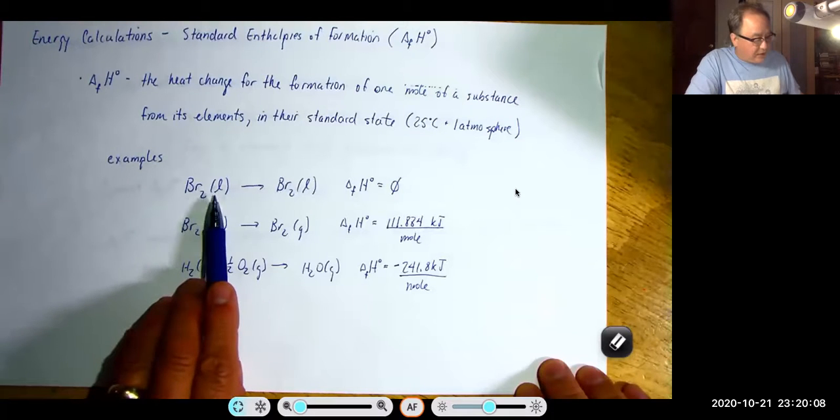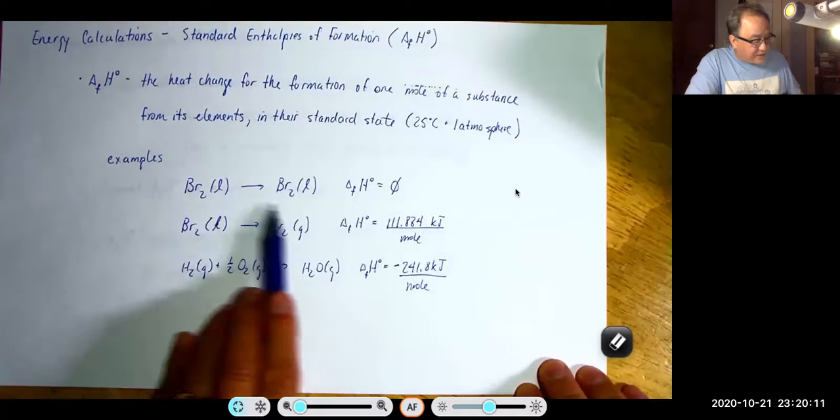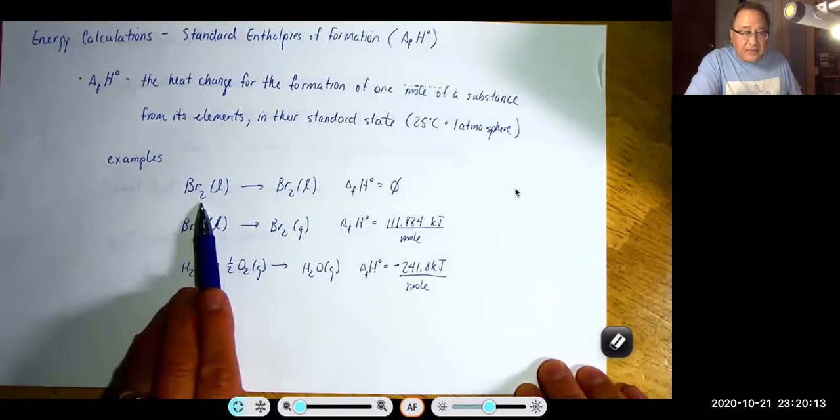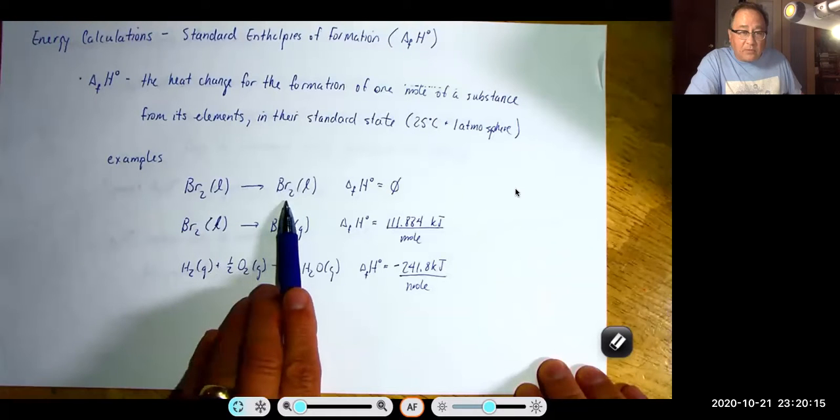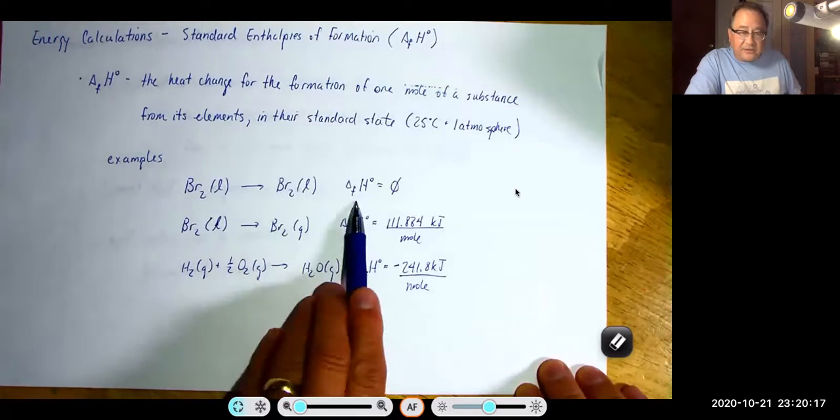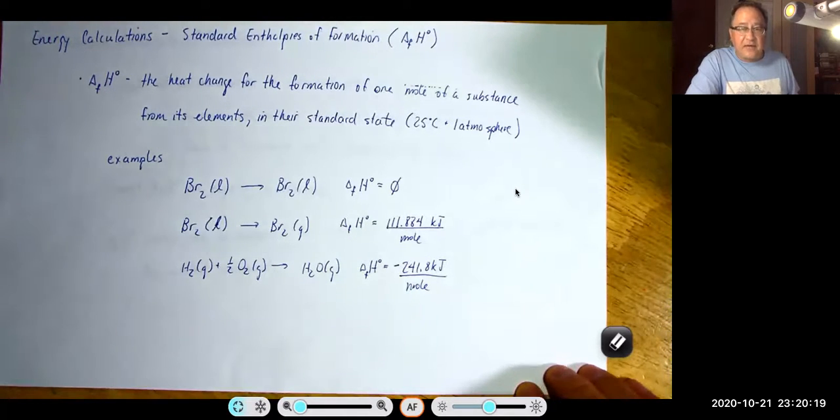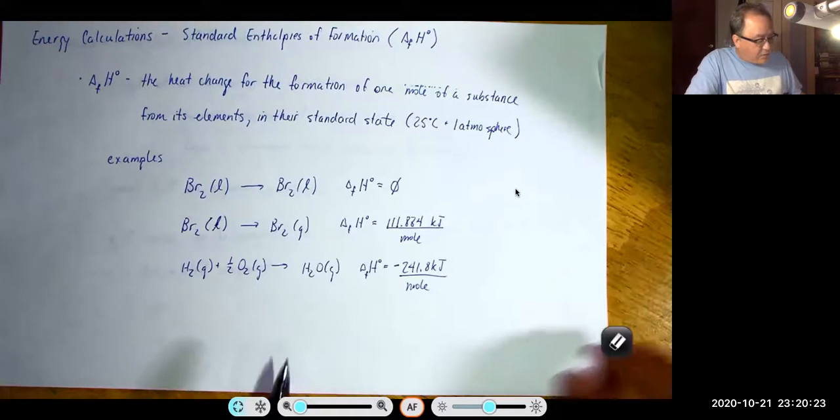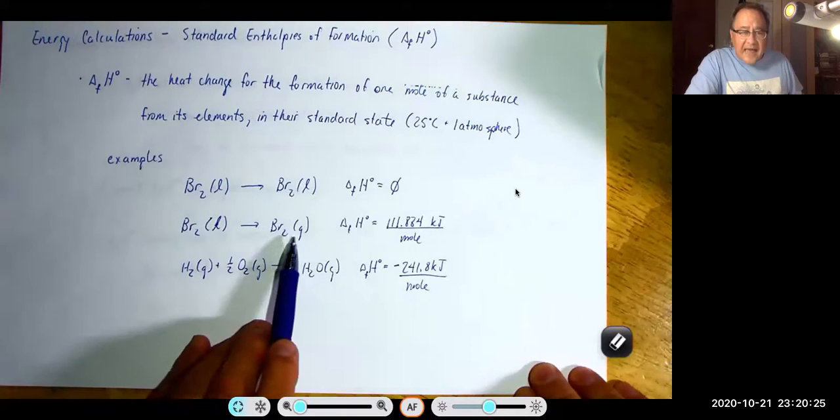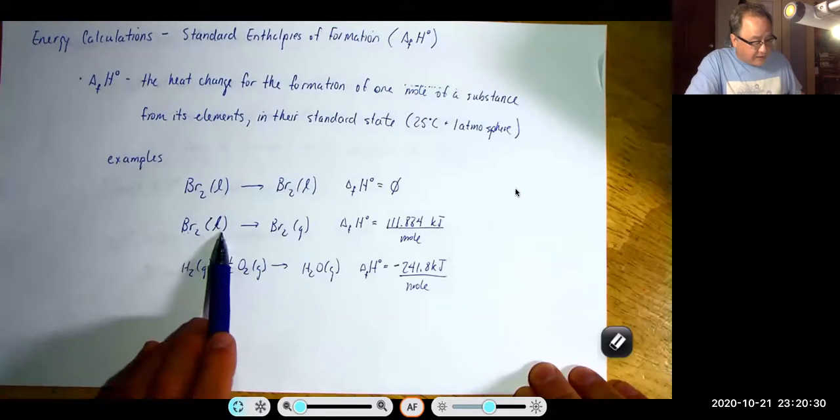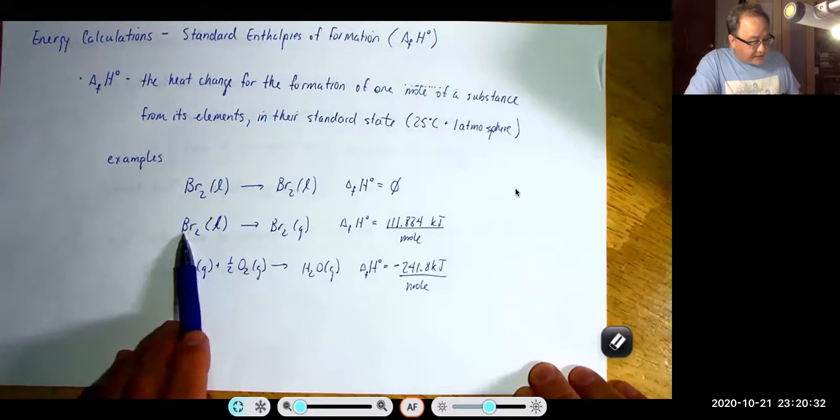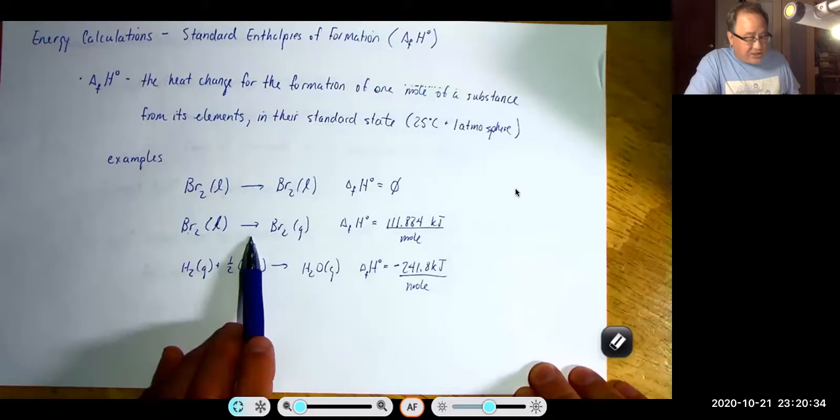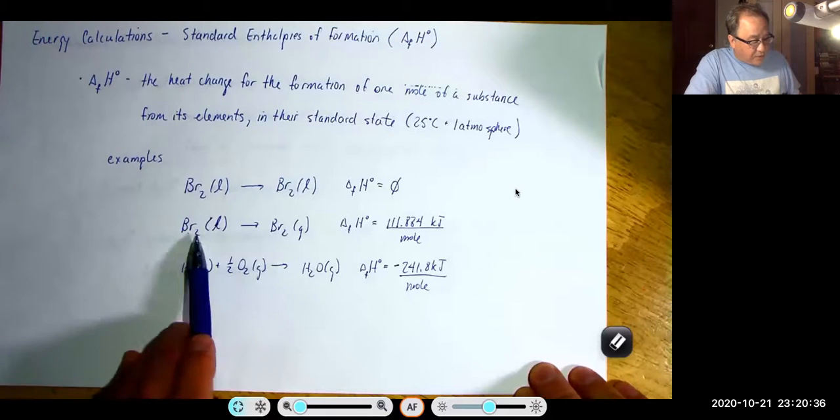It's a liquid. So what is the enthalpy of formation to take 1 mole of bromine liquid and turn it into 1 mole of bromine liquid? And the answer is 0 heat, 0 calories, 0 joules. Now, what if you wanted to make 1 mole of bromine gas? Well, the standard state of bromine is Br2 liquid. So here, how much is the heat change going from bromine liquid to bromine gas?